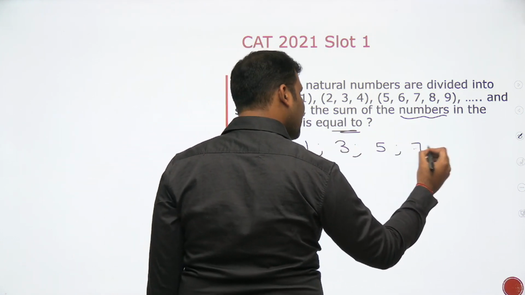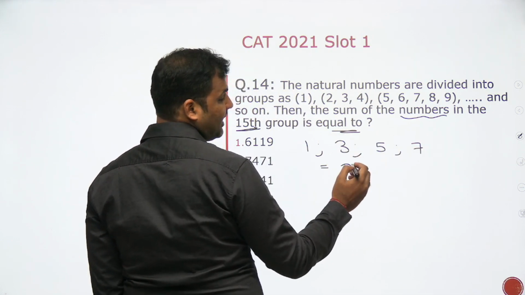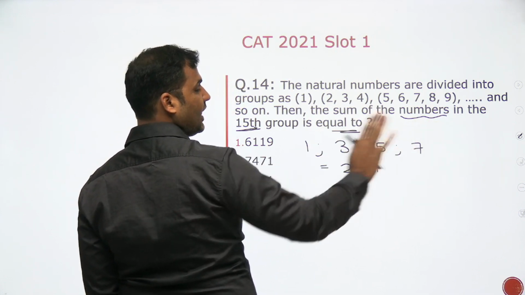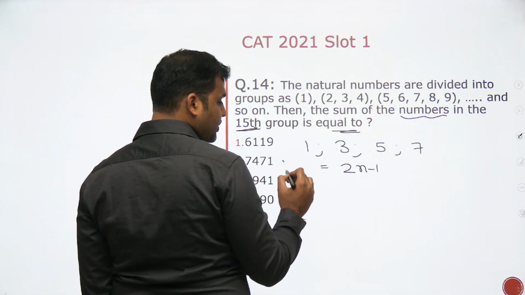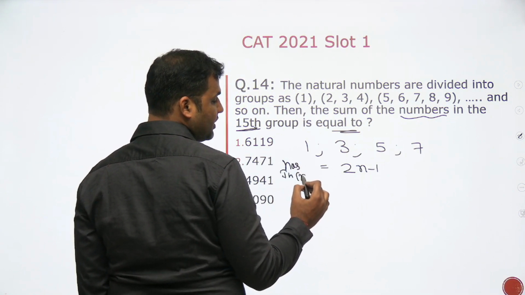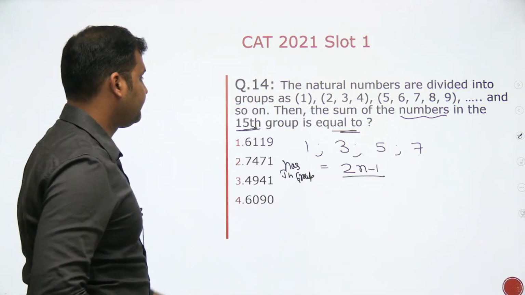The next would be having 7 numbers. Now you can see that these are all odd numbers. Odd numbers can be represented as 2n minus 1, where n can be anything from 1 to n, right? So if I have to find out the numbers in a group, then it would be 2n minus 1, right?